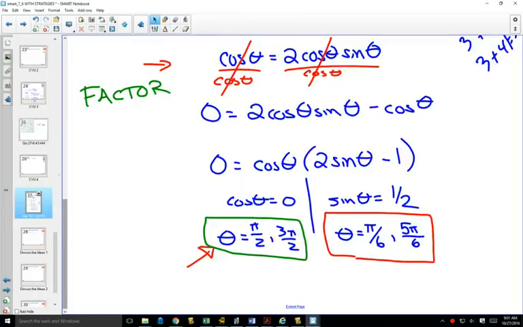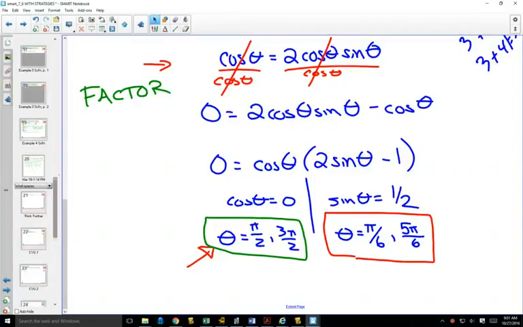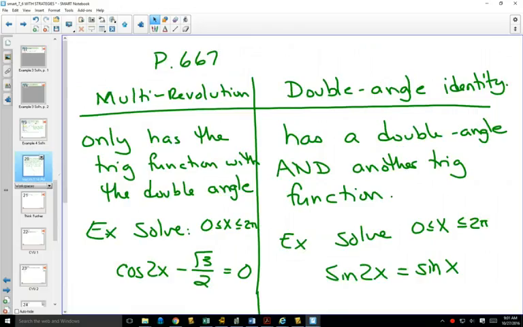Okay, some more notes. I'll give you some time to write them down, because now that we have double angle identities, in solving questions, you can get them mixed up. When is something a multi-revolution question, and when is something a double angle identity that I should substitute out? So I've got the times that you would use multi-revolution, what has to happen in the equation, and the times where you'd use the double angle, and then we'll do an example with each.